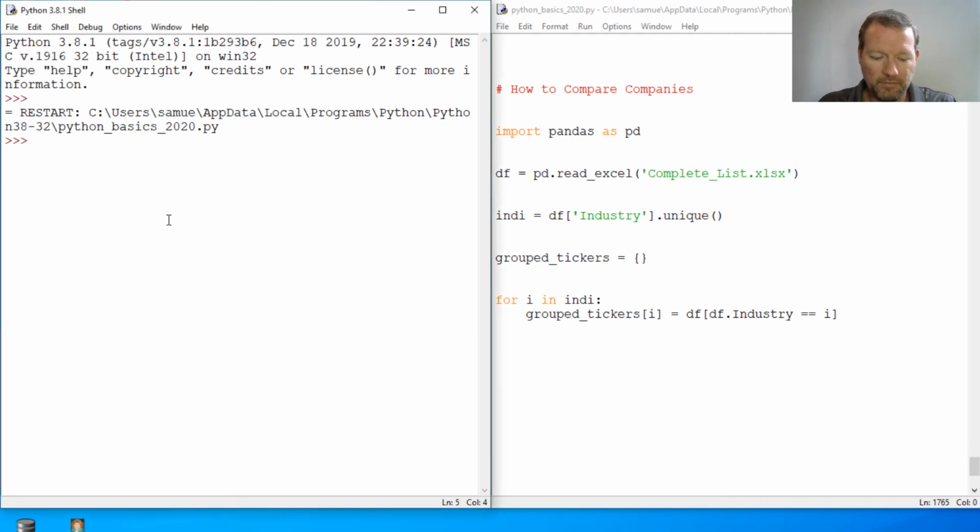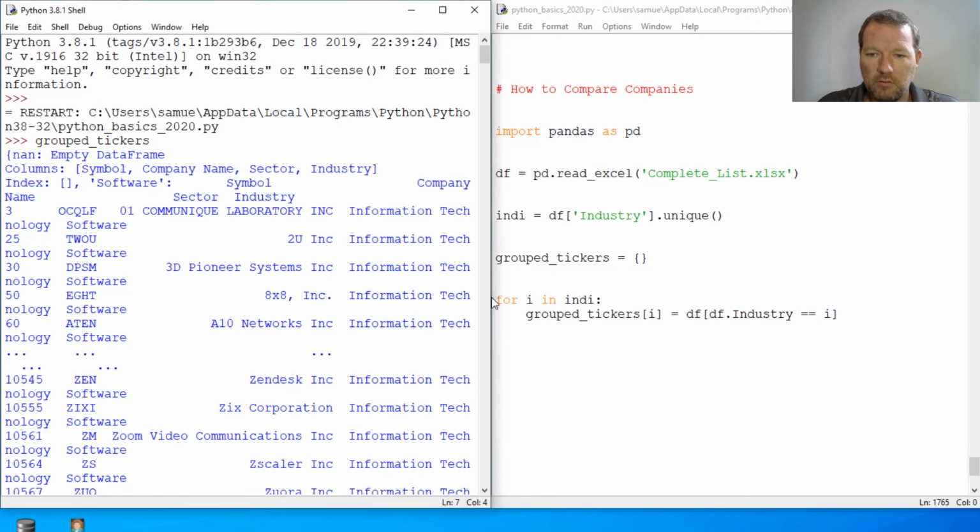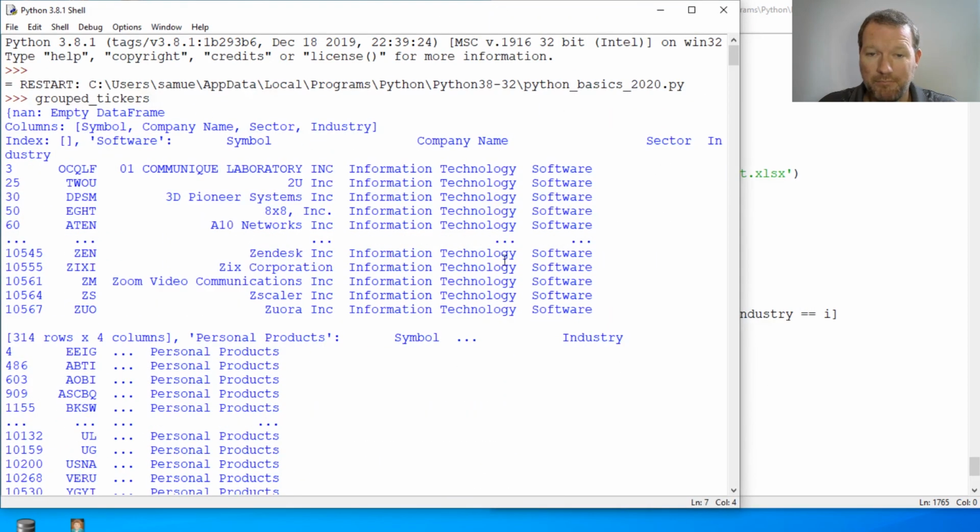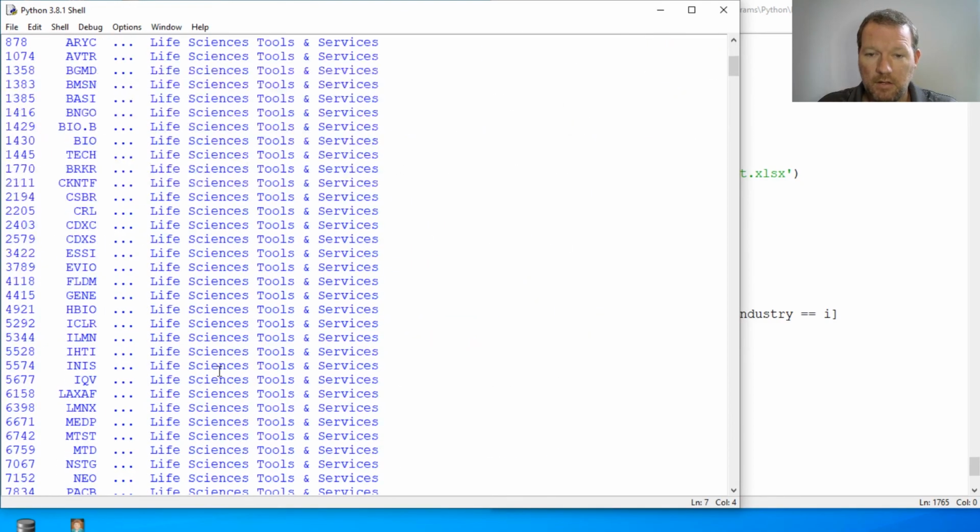So where we left off last time is we grouped all the ticker symbols into a dictionary and grouped them by industry.